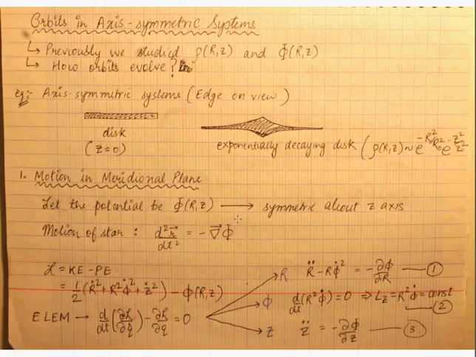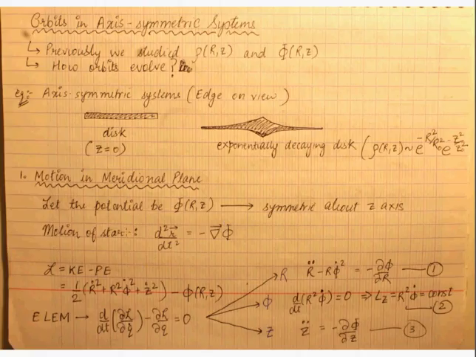So the motion of a star could generally be given by this equation right here, where d squared r over dt squared, where r is the position vector, is basically the acceleration, equals minus del of phi, which is basically the force. So we are considering this equation for a unit mass.